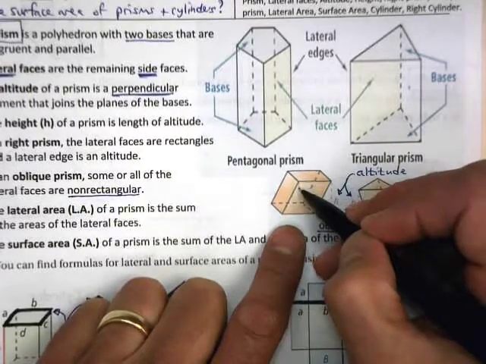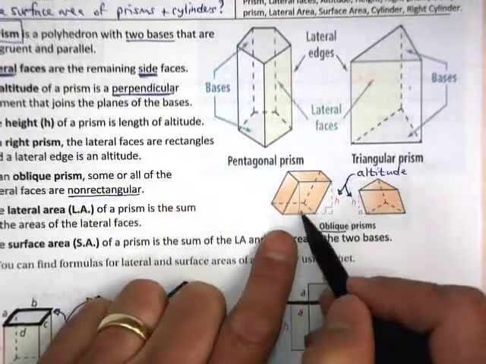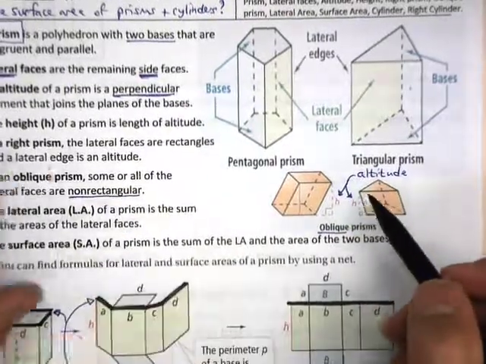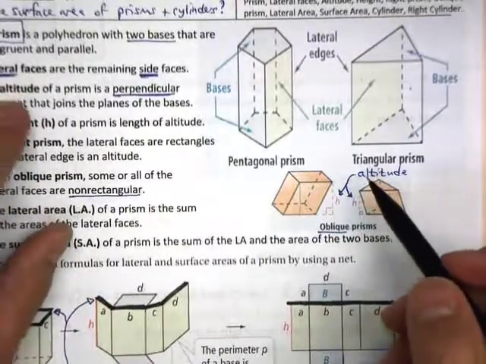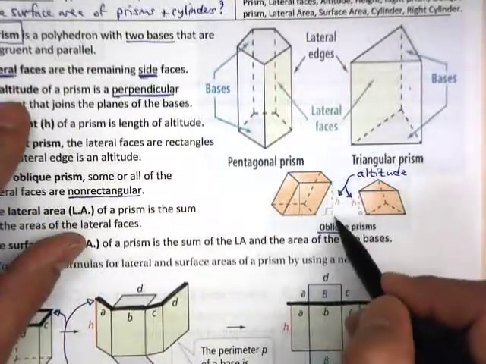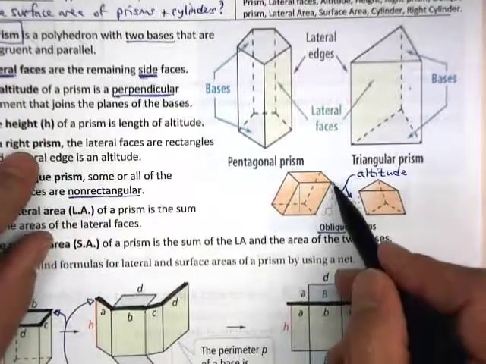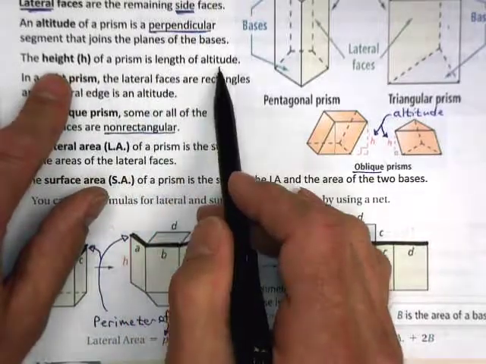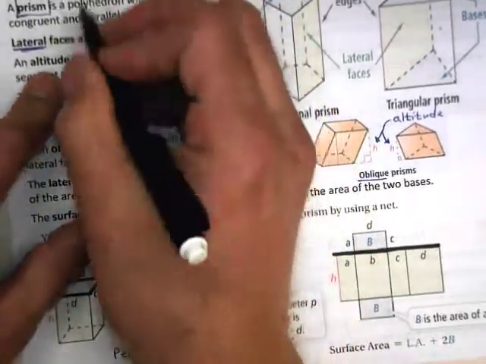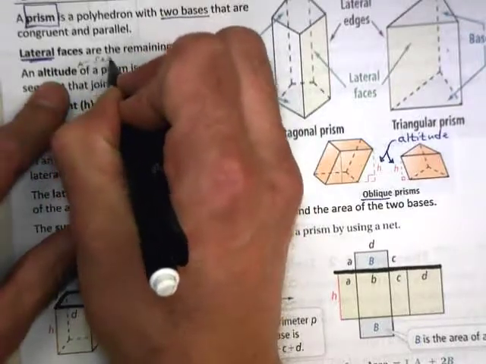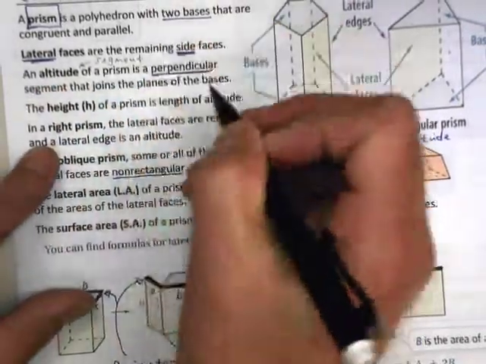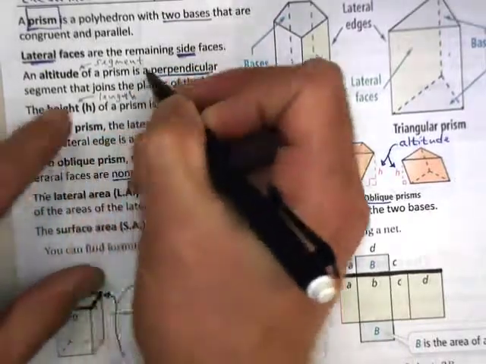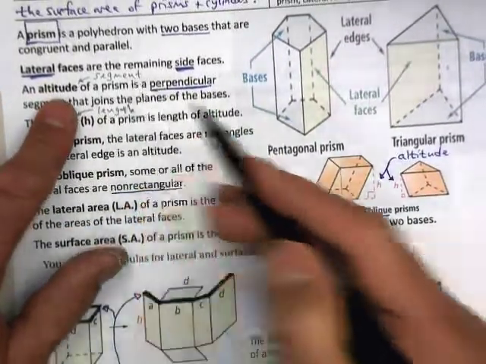So you could have the altitude going like this, as long as it's parallel to these two. So the altitude is the segment, and then the length of that altitude is the height. So that's what they're saying here, that the length of the altitude is the height. So the altitude is the segment. Maybe you want to write that in there. So altitude is the segment, and the height is its length. So height is a number, altitude is a shape.